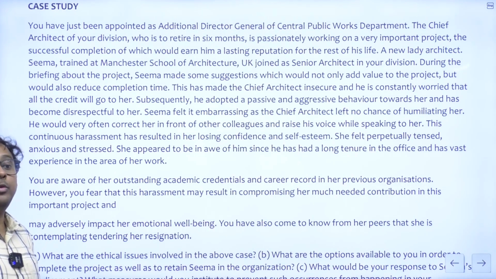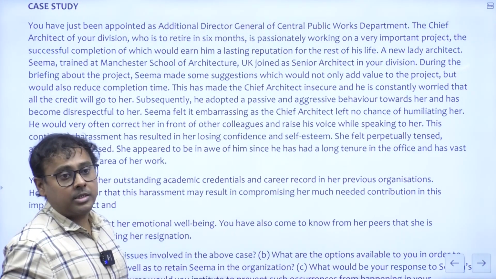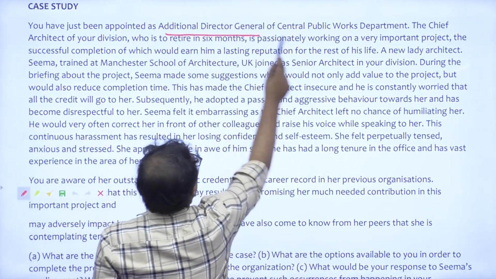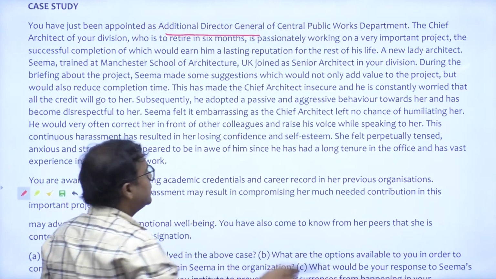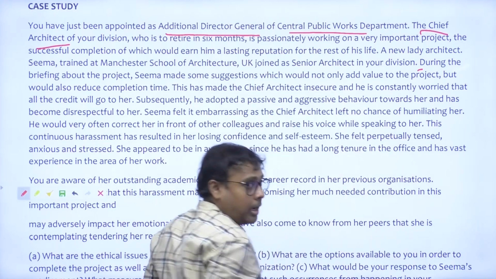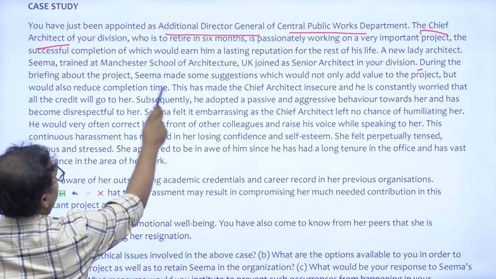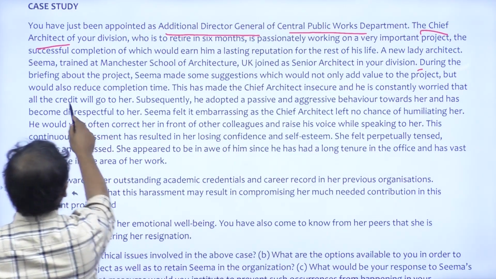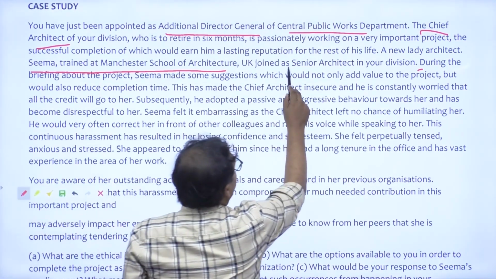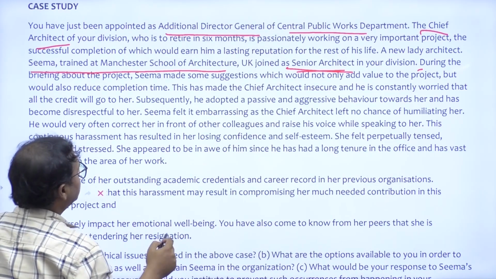Okay? So then what we will do, we will create a legend, an individual signature. What I used to do is this. In the case of, let's say, stakeholders, who will be the stakeholder? Your Additional Director General of Central Public Works Department. So underline this. The Chief Architect is another stakeholder, underline, right? This is a senior architect. This is important. Now during briefing about the project, my suggestion is you could only value the project.